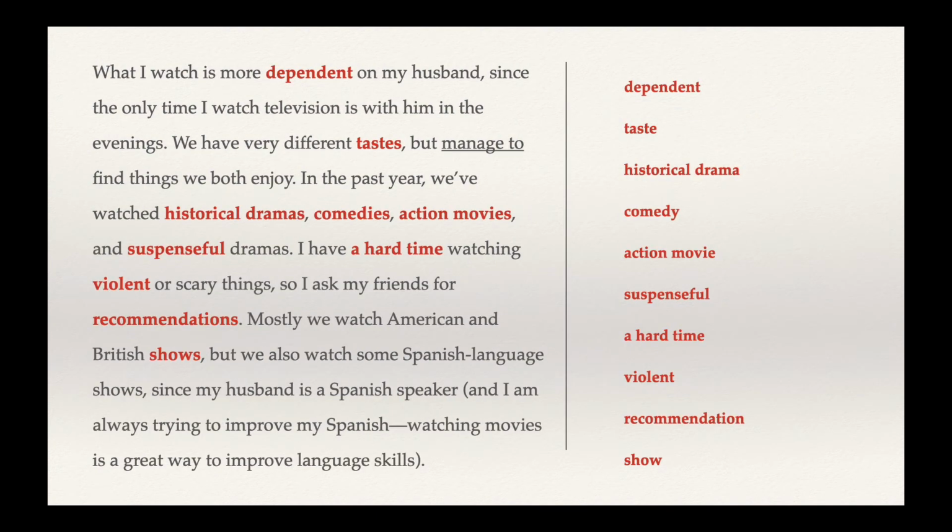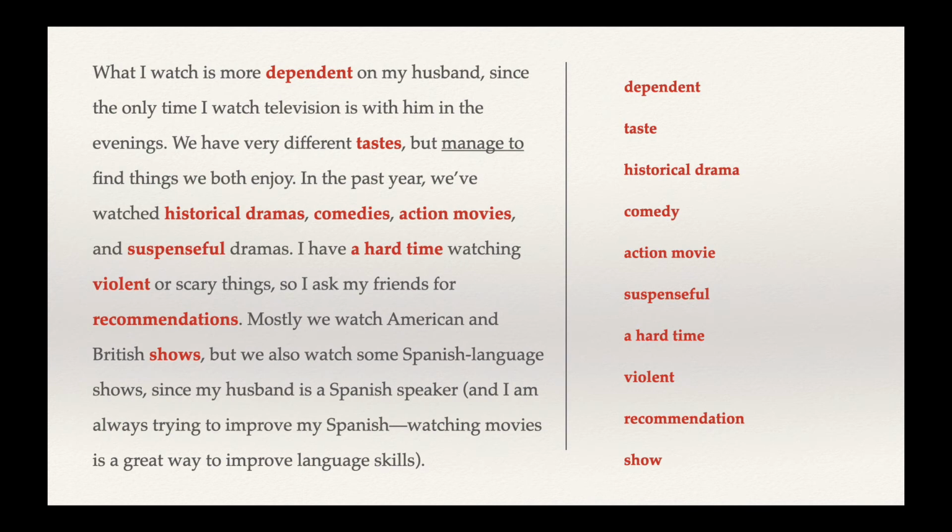Okay, so this is another long paragraph, and here we stop talking about reading and we start talking about watching, what we watch on television. What do you think the word dependent means? What I watch is more dependent on my husband because I watch television with him in the evenings.